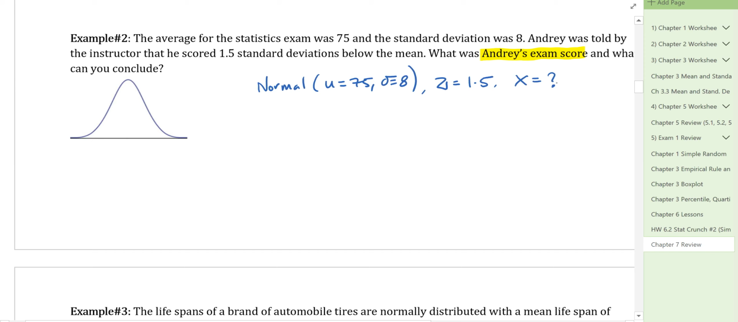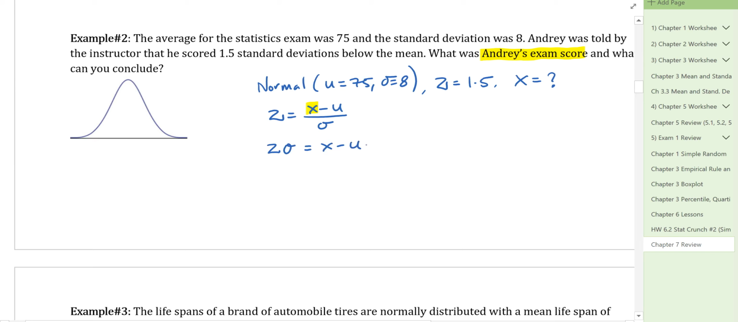Andrew's exam score, right? We know that the conversion formula for Z is given by X minus mu over the standard deviation. Well, we want to solve for X. So to solve for X, I could multiply both sides by sigma. So I would say Z sigma is equal to X minus mu.